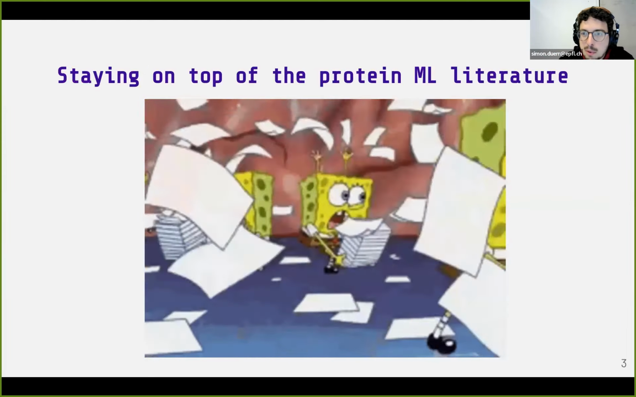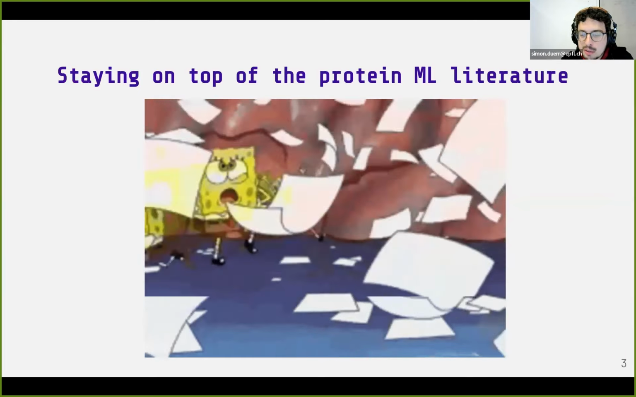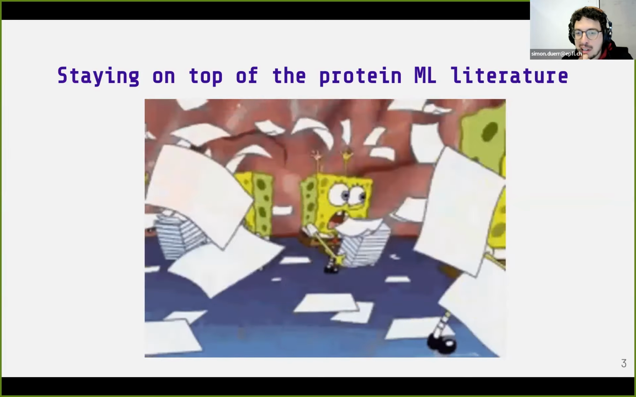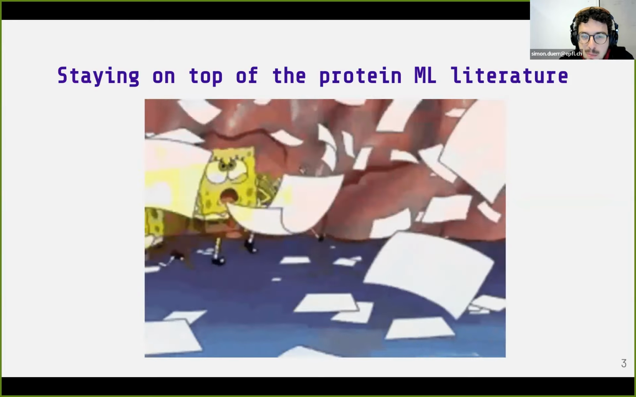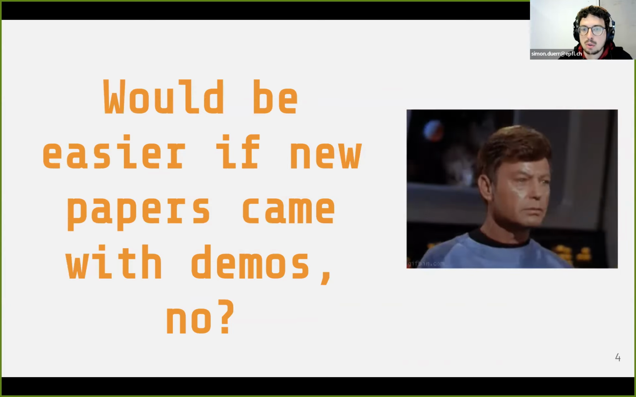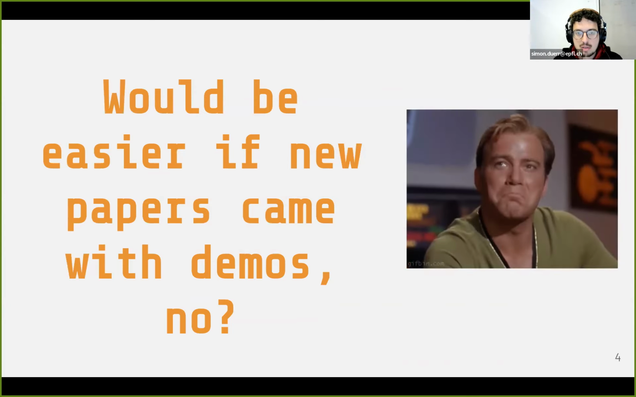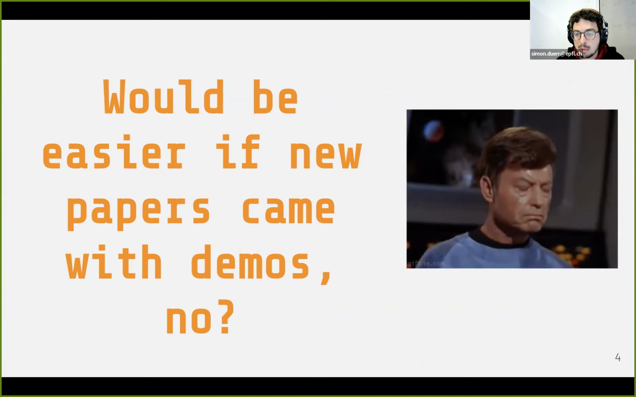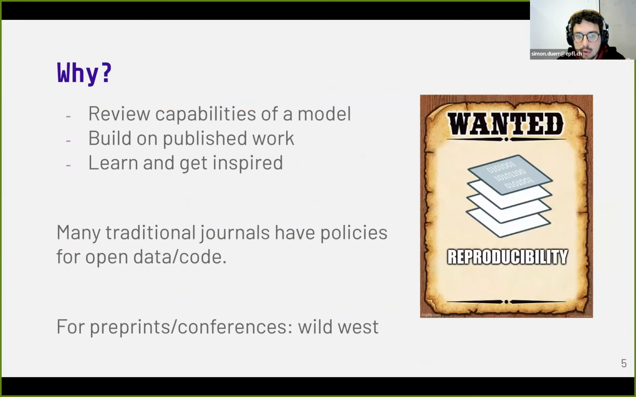If you've been doing protein machine learning, then probably this cartoon is quite close to the experience you lived in the last months, right? There are a lot of new papers coming out, and it's quite challenging to stay on top of the literature. It would be quite cool if we could easily test what new papers do, if there were demos. This is useful because you could just review the capabilities of the models. You could really see, does the protein structure that the model generates look realistic, for example? Also, if you want to build on this work or compare and benchmark, then if you have a demo available, you can do this very quickly. And it's also pretty easy to learn and get inspired.